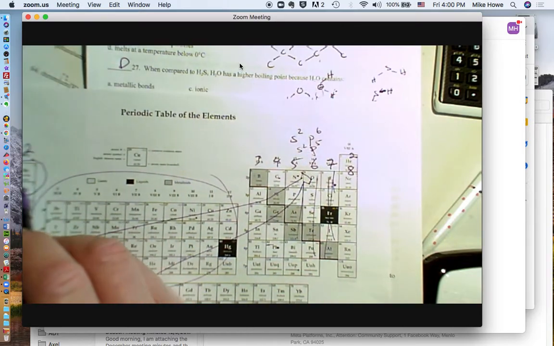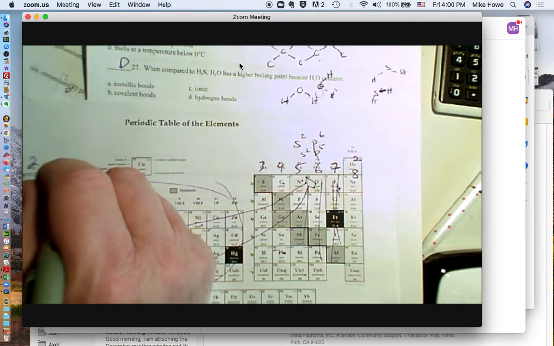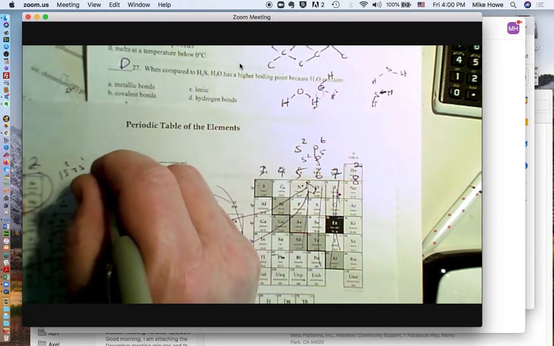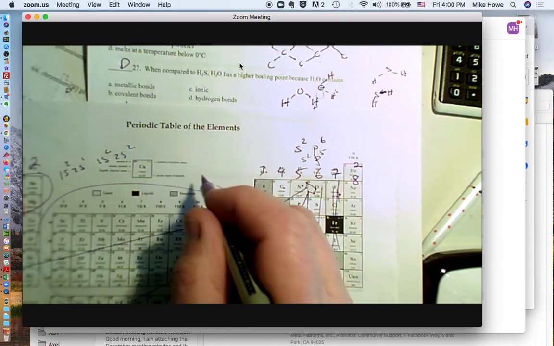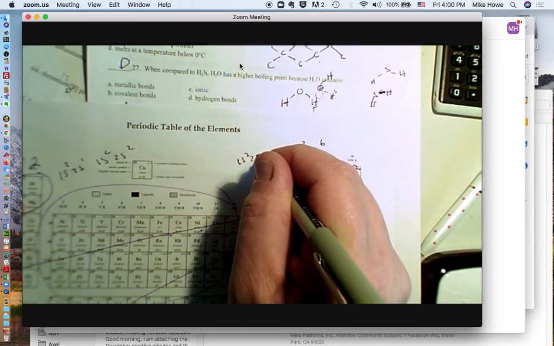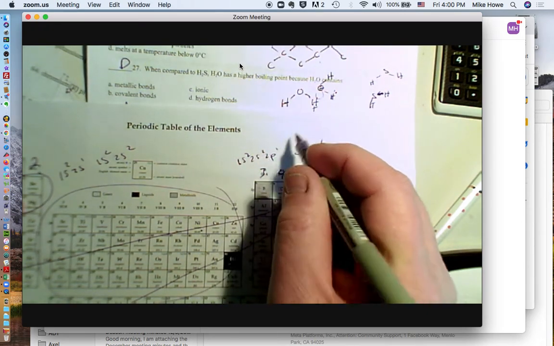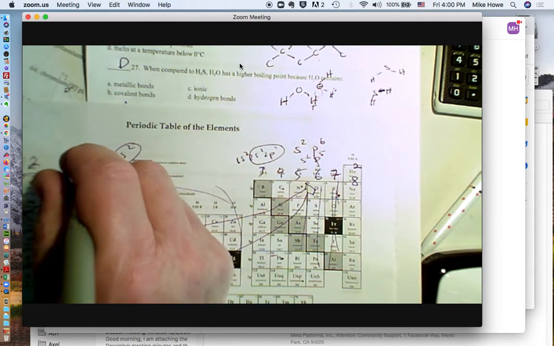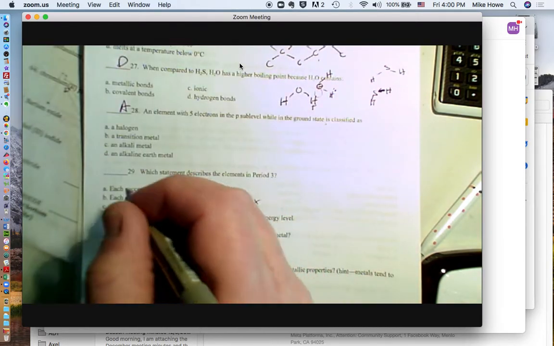So if you did the electron configuration for lithium, it'd be 1s2, 2s1. For beryllium, it'd be 1s2, 2s2. For boron, it'd be 1s2, 2s2, 2p1. Notice that all the valence electrons are in the second energy level. So the answer is D, they're in the same energy level.